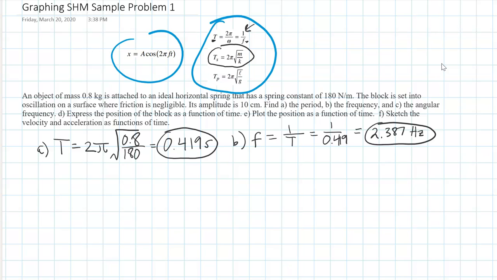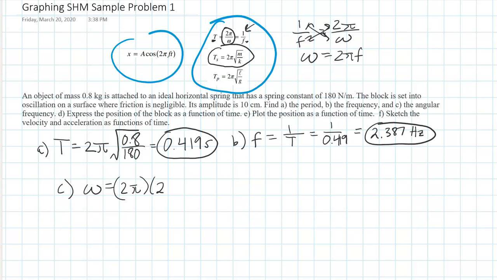And then for part C, we want to find the angular frequency, which is symbolized by omega. So we know that 1 over f is equal to 2 pi over omega, and let's cross multiply there. So we've got that omega is equal to 2 pi times the regular frequency. So for C, we're going to say that omega is equal to 2 pi times 2.387, which is equal to 15. And the units there are radians per second.